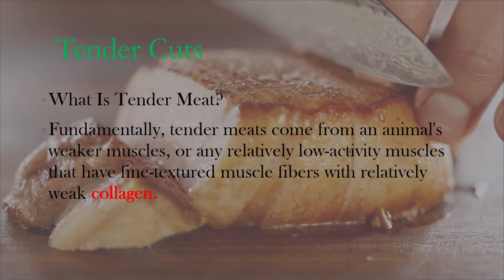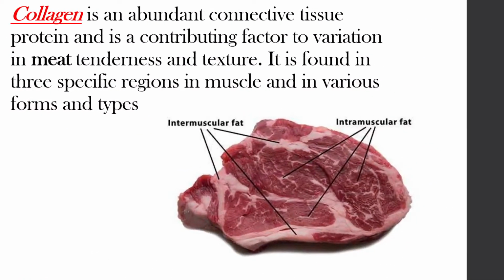Okay, so yung tender cuts daw, mas malambot yan, mas masasarap kasi yan yung mga hindi masyado nagagamit na parte ng katawan ng isang hayop. Okay, so mas tender yun. Okay, so collagen is an abundant connective tissue protein and is a contributing factor to variation in meat tenderness and texture. It is found in 3 specific regions in muscle and in various forms and types.